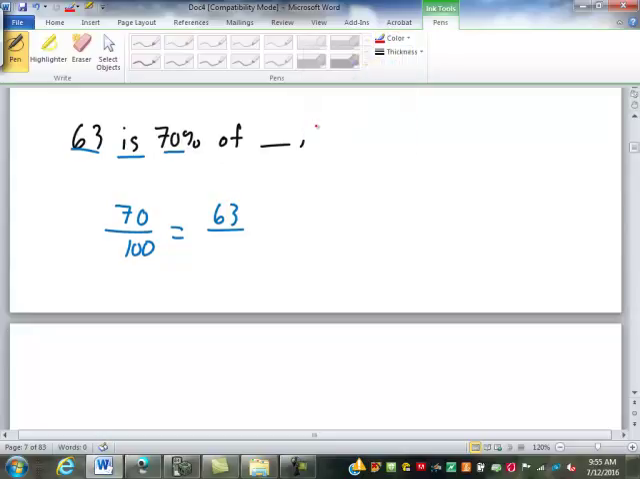So now once again, there's a different piece of the proportion missing. But the calculation is still the same: cross multiply and divide. Sometimes we go in a different direction with our cross multiplying, but it's always the two numbers that are diagonal from each other. So 100 times 63 is 6,300. Divide by the 70 is 90. So 63 is 70% of 90.